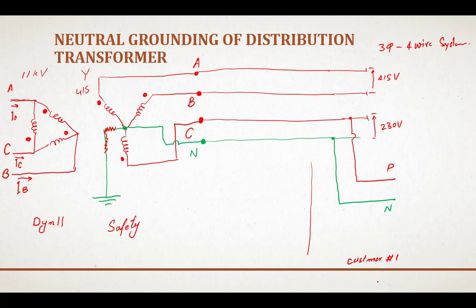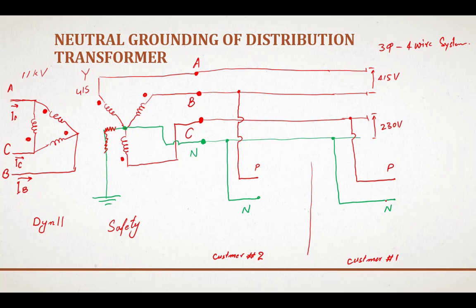The second consumer is being supplied from, let's say, phase B and neutral. So this is the supply, with the phase and the neutral. If the neutral is not grounded, this transformer will provide isolation between the primary high voltage and secondary low voltage side, and due to this isolation, if anyone at customer 1 or customer 2 location is in contact with either one of phase or neutral, one at a time, that person will not experience any shock at all. The reason is that there is no path for the flow of current.